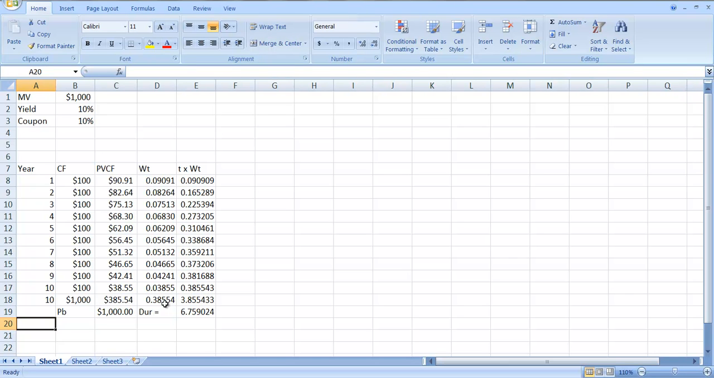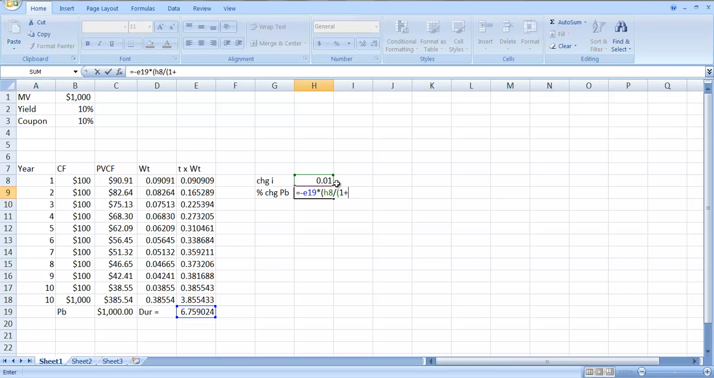Down here, I'll tell you what, I'll put it over here. Let's have a change in the interest rate, and let's have it change by 0.01. So we're going to have a 1% change in the interest rate, and we want to figure out what's the percentage change in the price of the bond. Well, our formula says it's minus the duration. The duration is in cell E19, times the change in the interest rate, which is in cell H8, divided by 1 plus the yield. And the yield happens to be in cell B2.